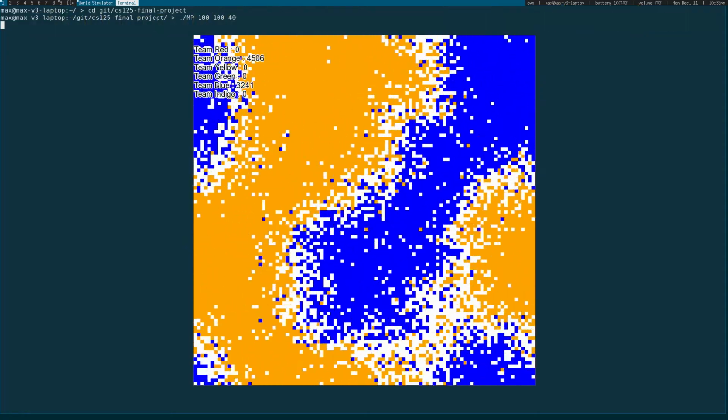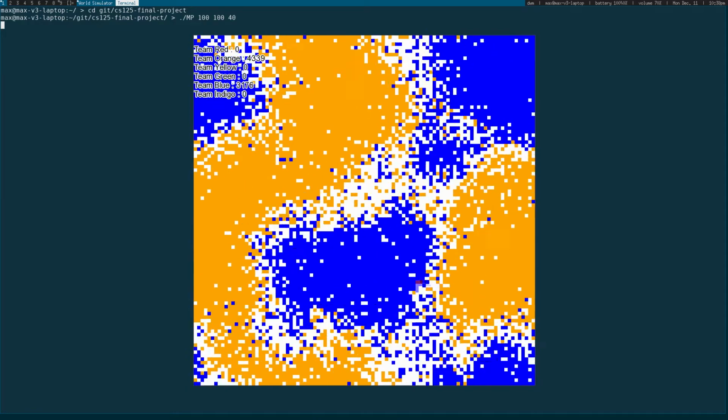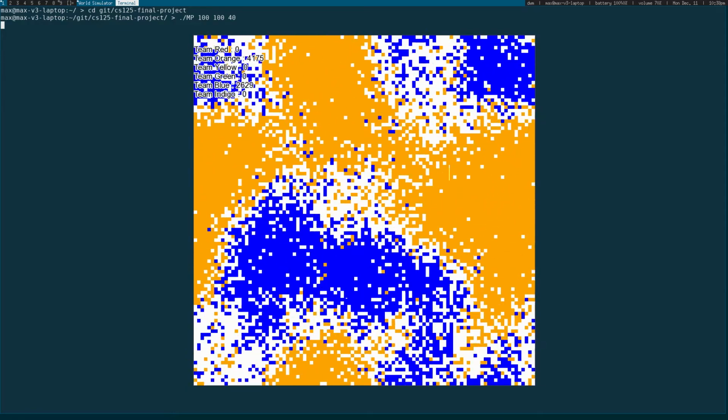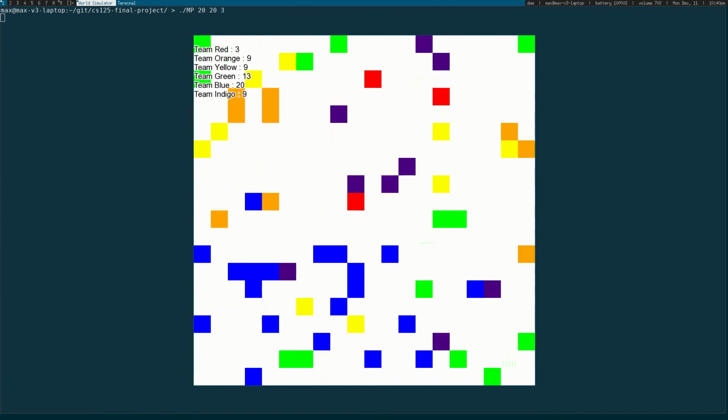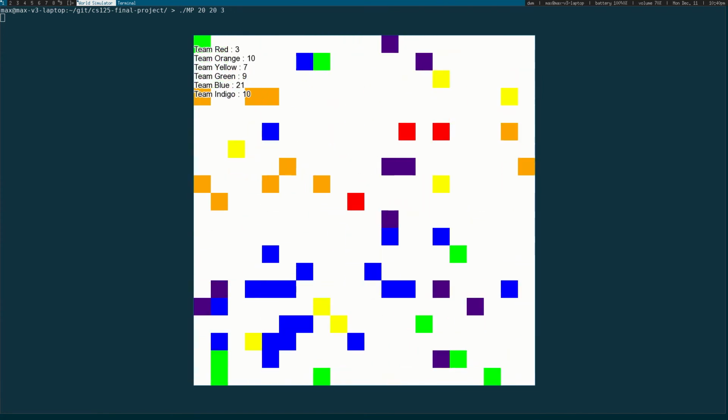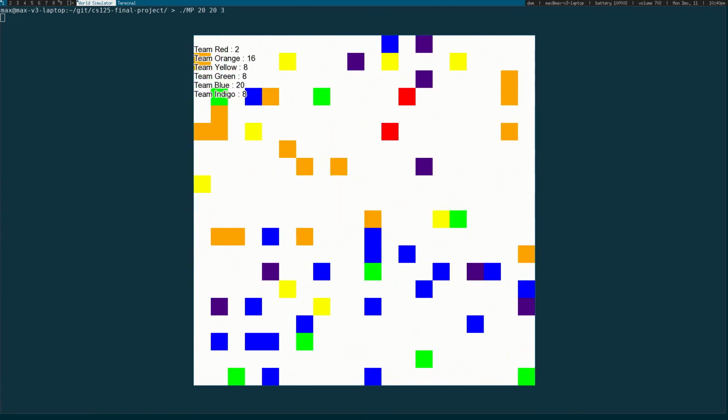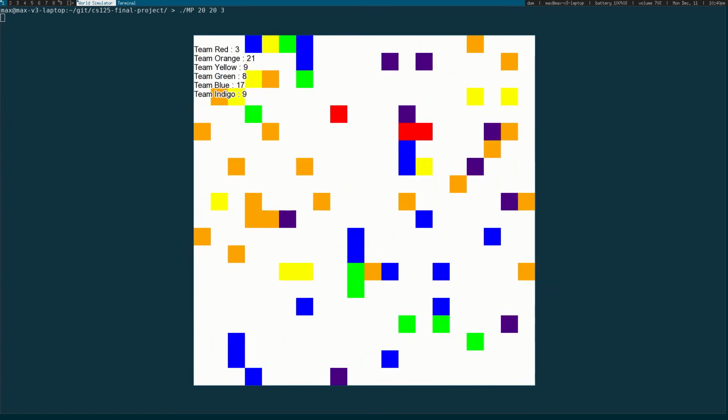Here's a demonstration of a 100 by 100 grid. Here's a demonstration of a 20 by 20 grid slowed to 3 frames per second for demonstration purposes. Here's Ryan for some specifics about the game mechanics.